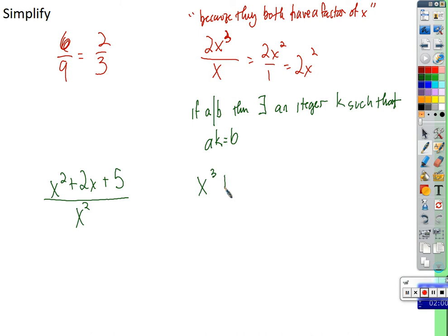Maybe you could cancel something here. Because they all have at least one factor of x. Okay. Yes, they all have a factor of x. Okay. Now, if we want to be really clear about this, then let's come over to this guy here.